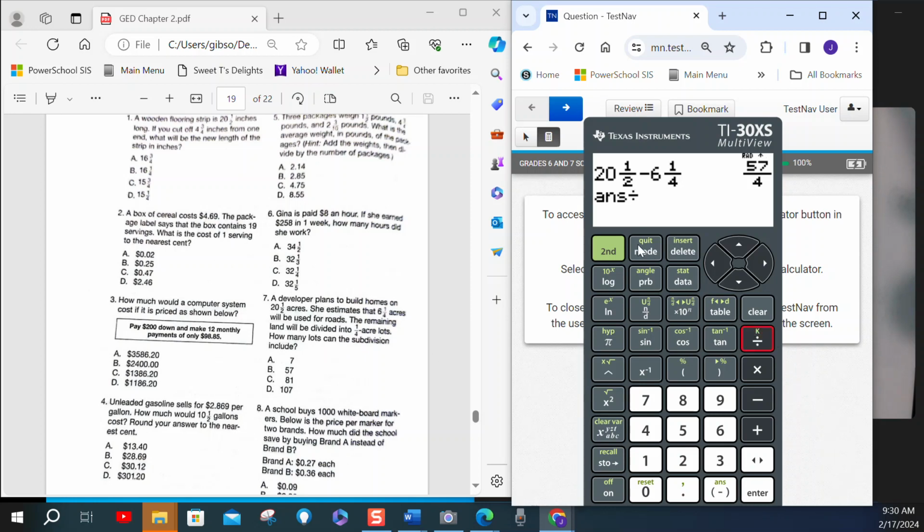So we'll hit divided by. This ANS means your previous answer. So that's 57/4. Divided by, we'll press N over D, 1, down arrow, 4, and press enter. So that gives us 57, which is B.